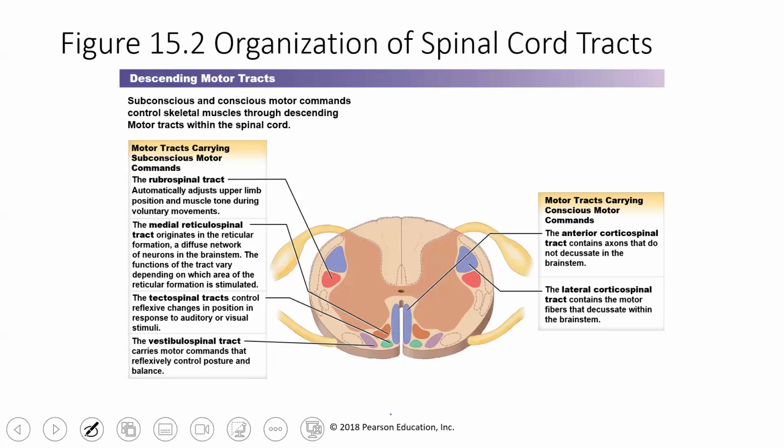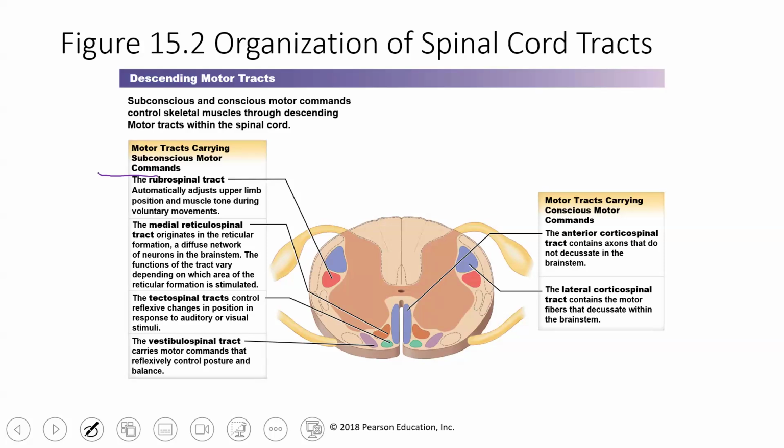So a little bit more here for our descending motor tracts. Our subconscious and conscious motor commands control our skeletal muscles through descending motor tracts within our spinal cord. So what are we looking at here? Motor tracts carrying subconscious motor commands. So we're going to look at the rubrospinal tract. Okay, rubrospinal tract automatically adjusts upper limb position and muscle tone during voluntary movements. We're going to talk about these a little bit more in depth in a moment.